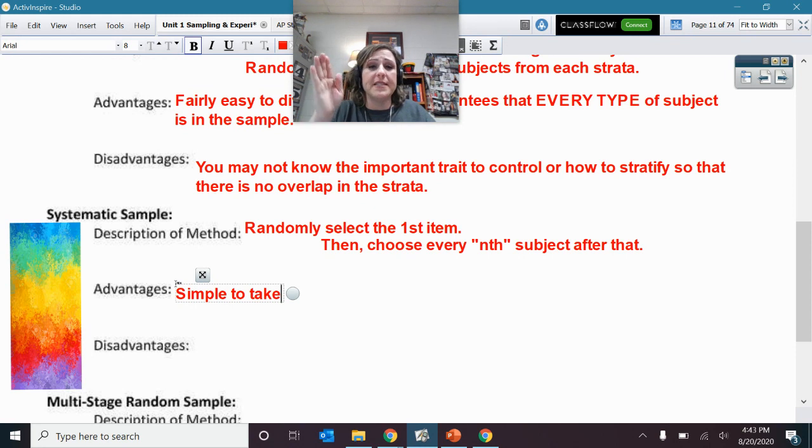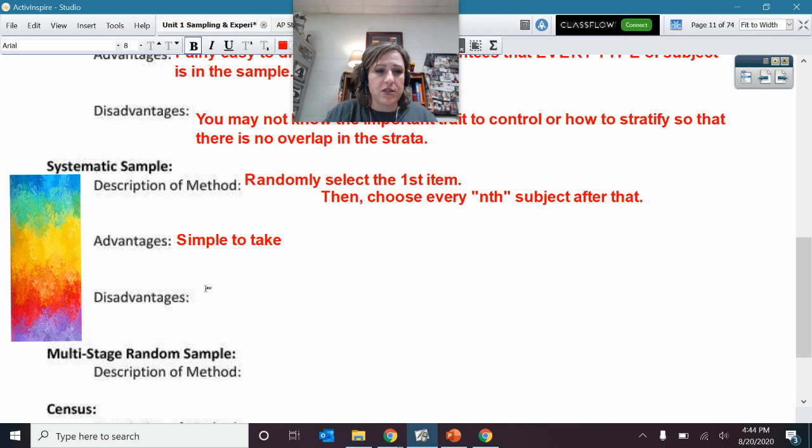Take a random starting place, take every 50th one after that, okay? You can do that. You can do it, line them up alphabetically, start in a random place, take every 60th one after that, whatever. Okay, disadvantages.